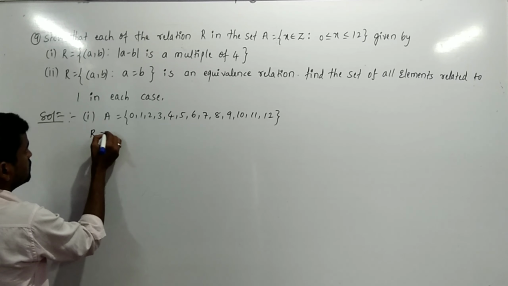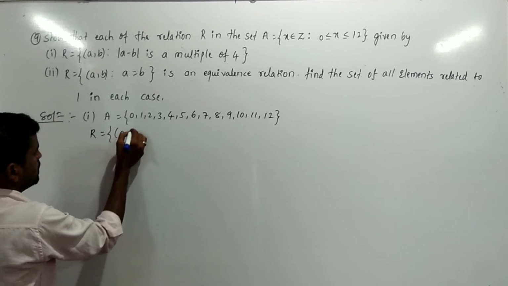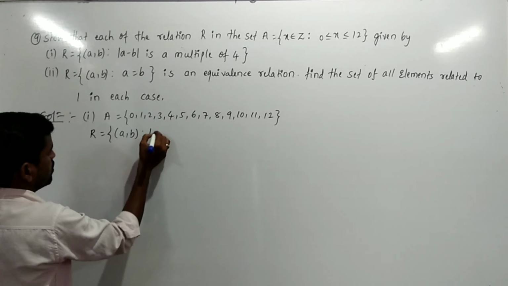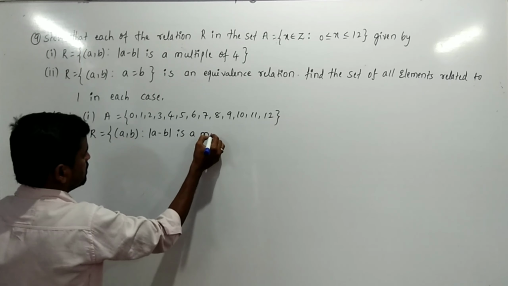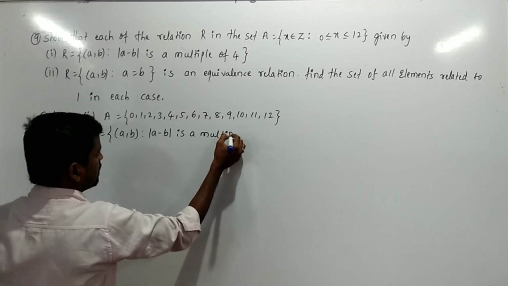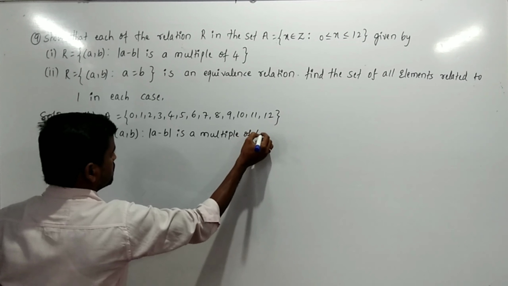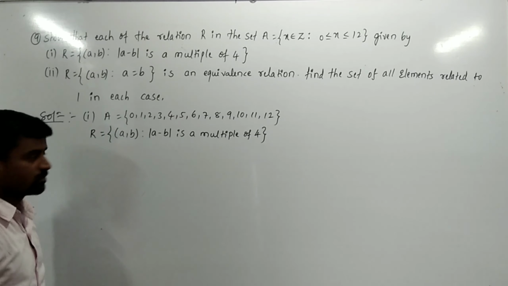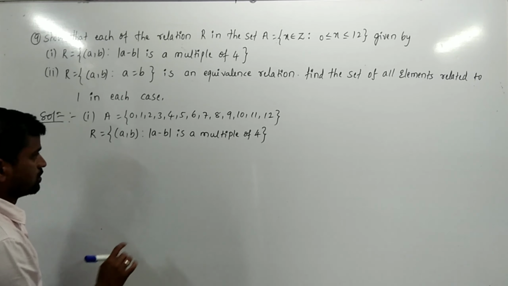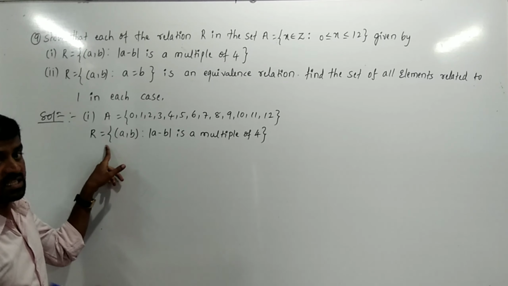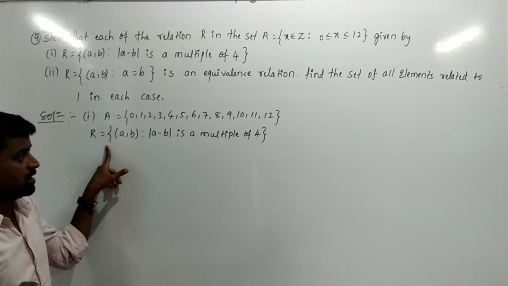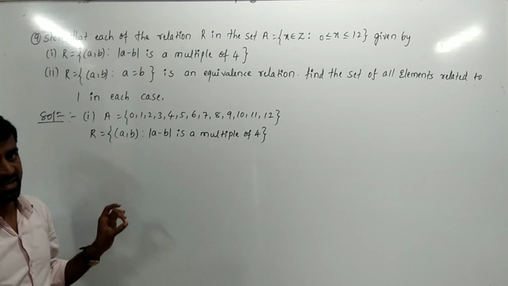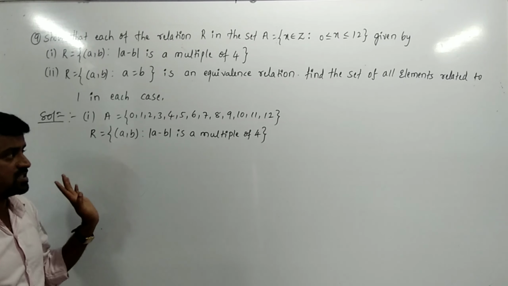R = {(a, b) such that |a - b| is a multiple of 4}. Is this relation an equivalence relation or not? A relation that satisfies reflexive, symmetric and transitive properties is called an equivalence relation.